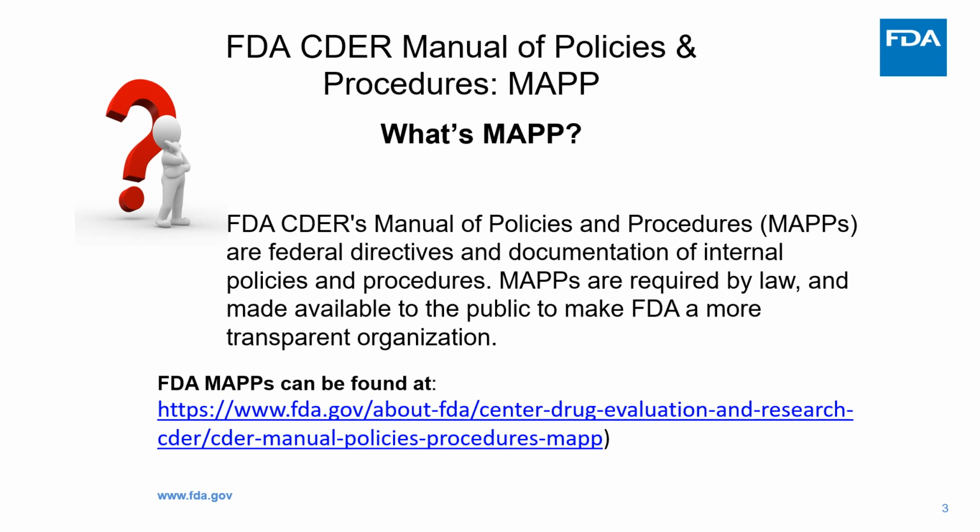What's MAPP? MAPP stands for the FDA's Manual of Policies and Procedures. MAPPs are federal directives and documentation of internal policies and procedures. MAPPs are required by law and are made available to the public to make FDA a more transparent organization. FDA's MAPPs can be found at FDA's website.